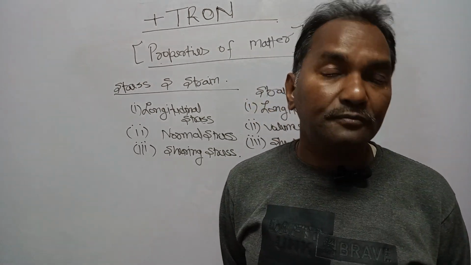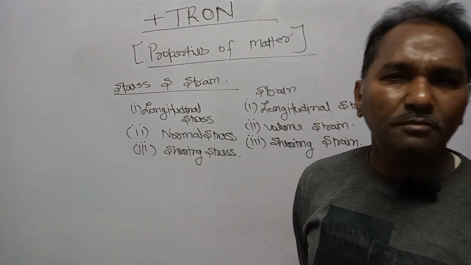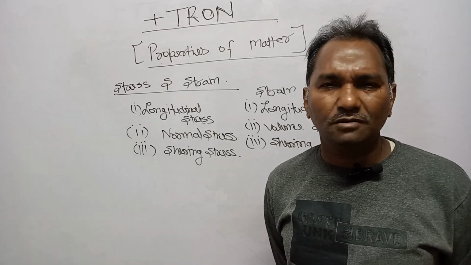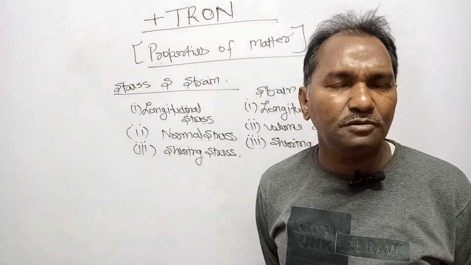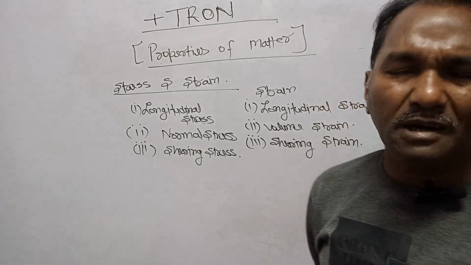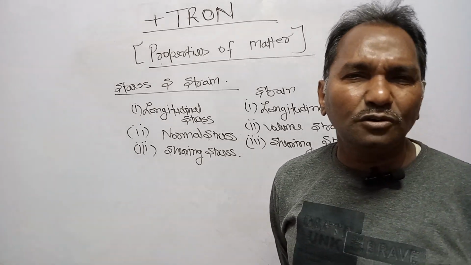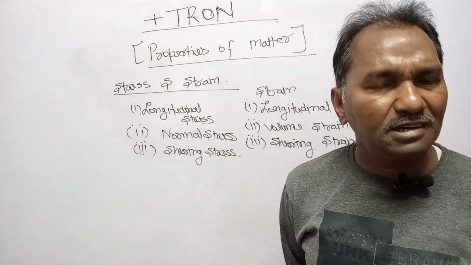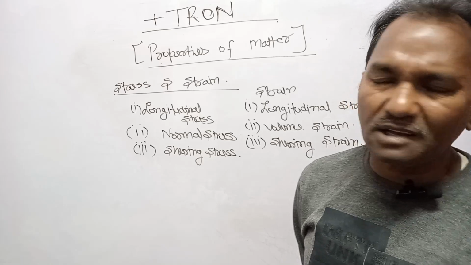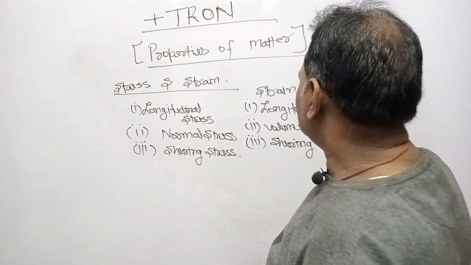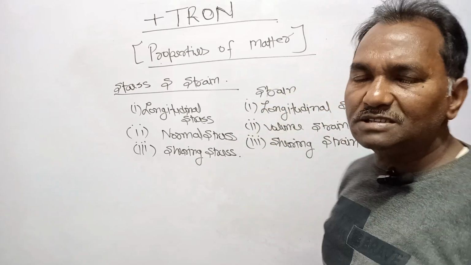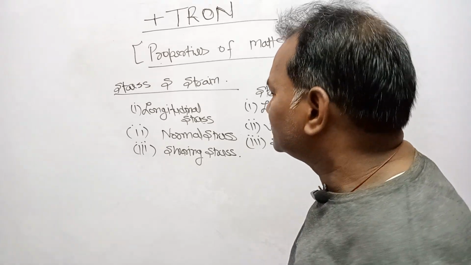And if after the removal of the force the body cannot regain its original status, then it is said to be a plastic body. But you know, no body is 100% elastic, and no body is 100% plastic. These strains are just dimensionless quantities.